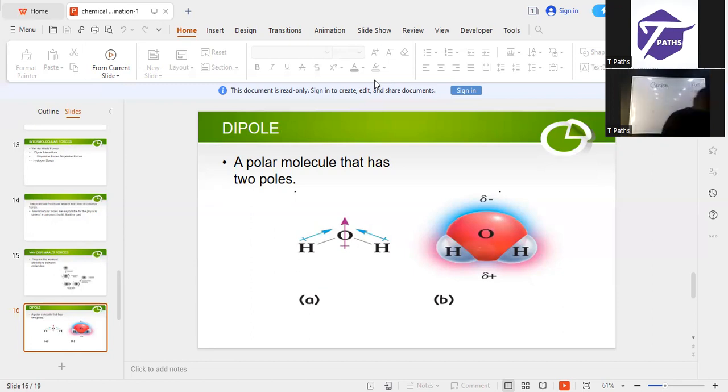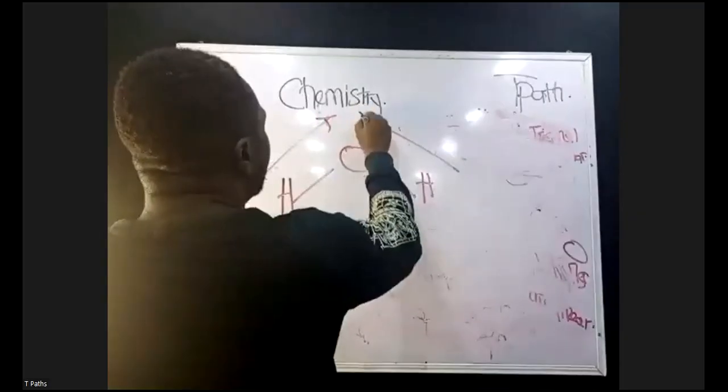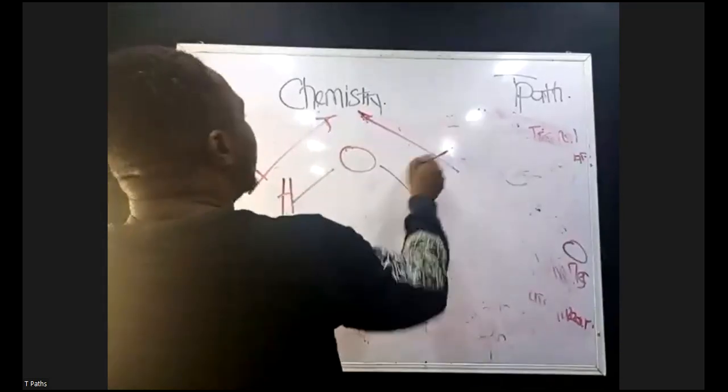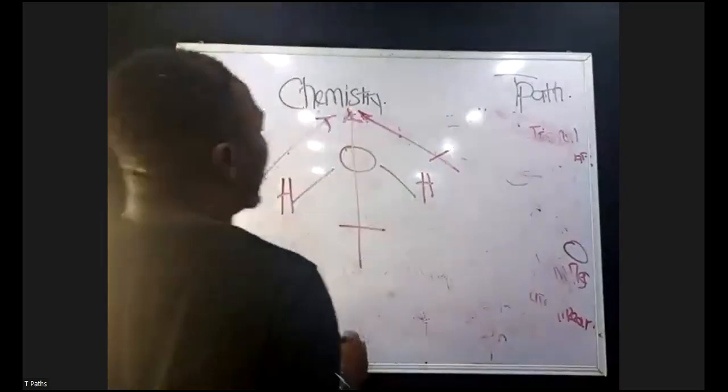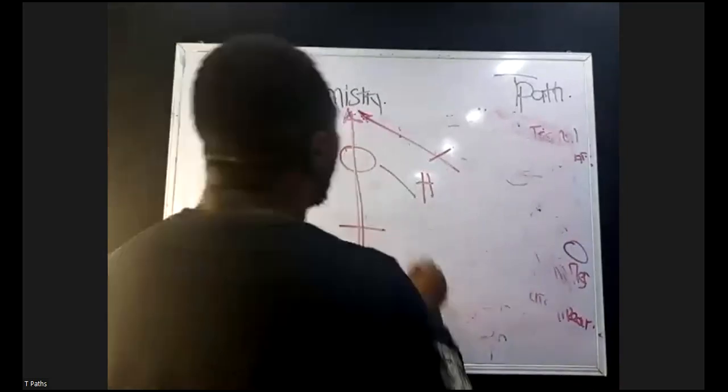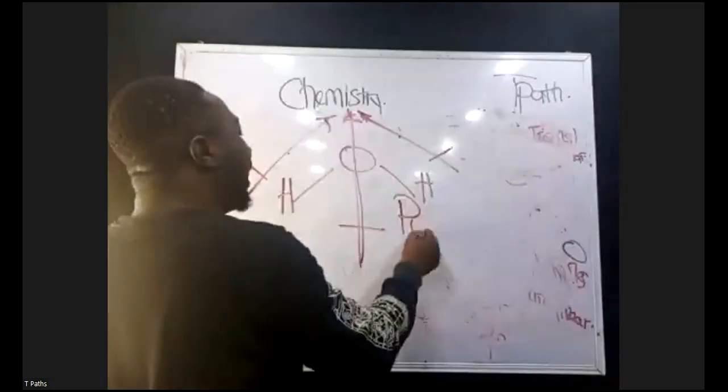Now you look at H2O. We have H-O-H. You can see clearly oxygen is more electronegative than hydrogen, so the dipole goes there. Oxygen is more electronegative than hydrogen, so the dipole goes there too. You can see that this and this cancel out each other, but we still have this. So we can assume that this molecule has what they call a dipole, and it can be said to be polar in nature.